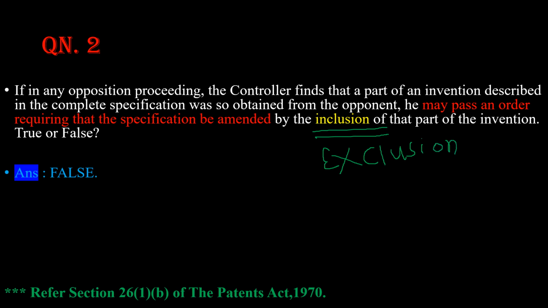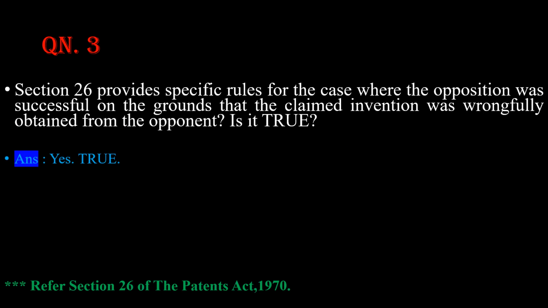Fine now? Okay. So please refer section 26 subsection 1 clause B of the Patents Act 1970. Fine? Okay. So let us proceed. Question number 3. Section 26 provides specific rules for the case where the opposition was successful on the grounds that the claimed invention was wrongfully obtained from the opponent.